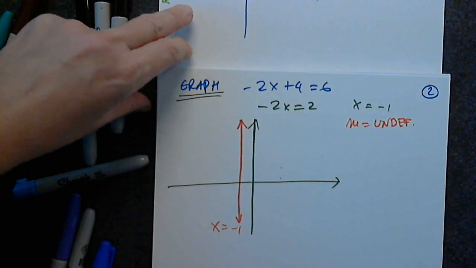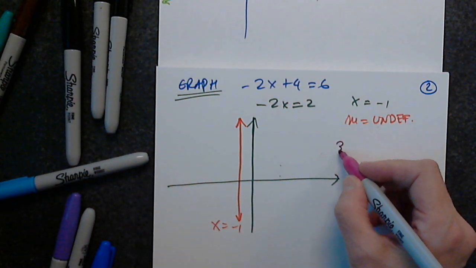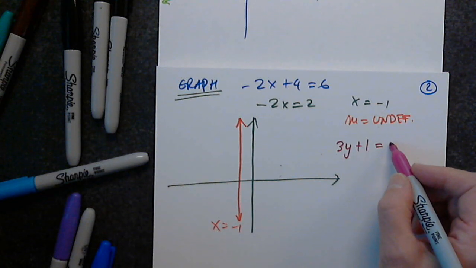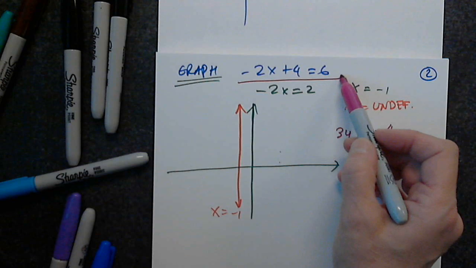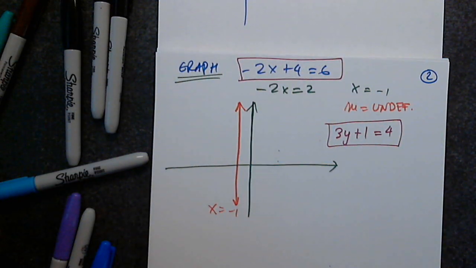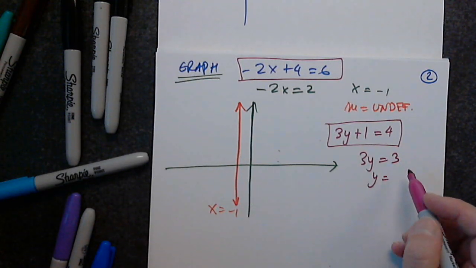Okay, so now let's take a look at the following. 3y plus 1 equals 4. So I was asked to graph this, and I did. Now we're asked to graph this. What will you do first? Of course, 3y equals 3, and then y equals 1.